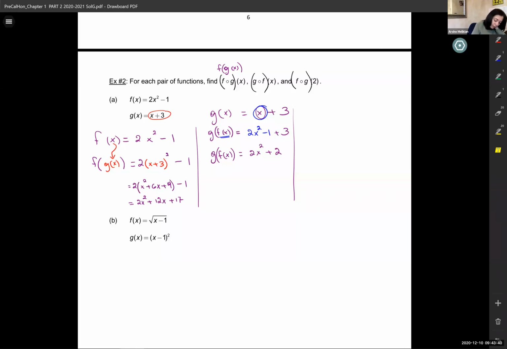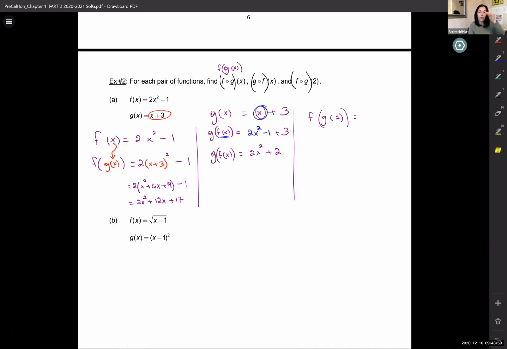Okay, so the next one. Do you divide the 2 out? You don't have to, because it's not going to make it any simpler. It's not going to help you cancel things out. Yeah. Okay, so f of g of 2.